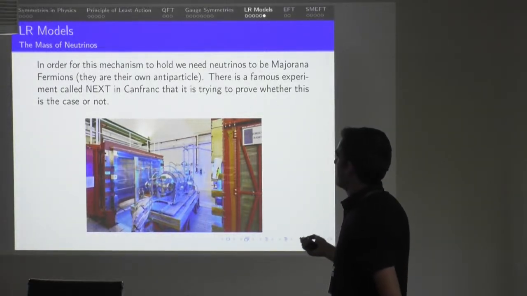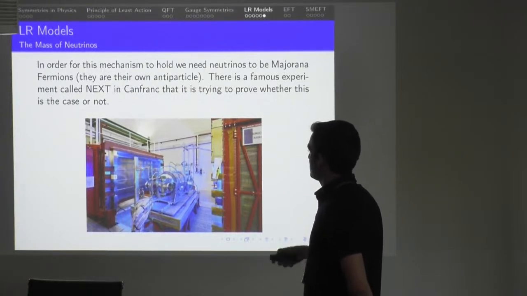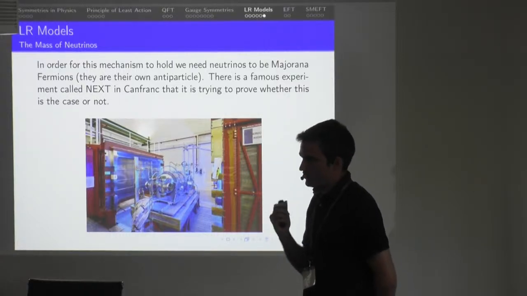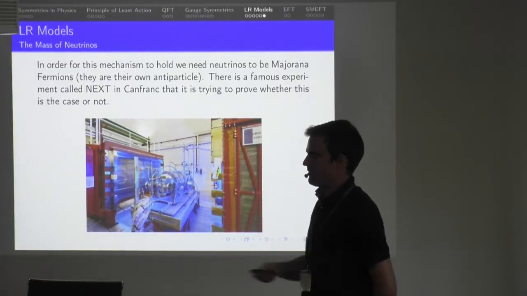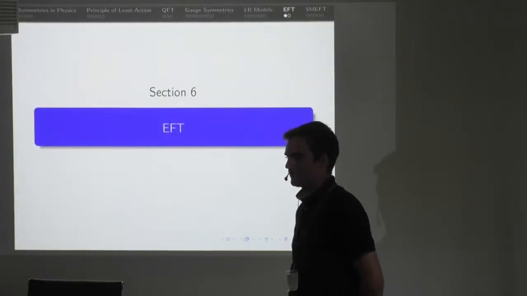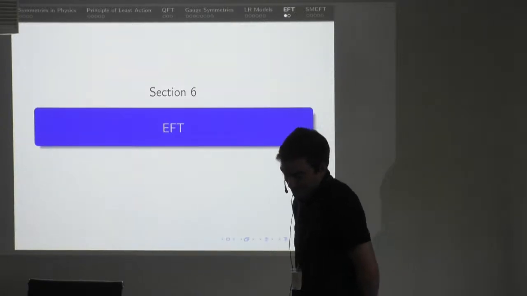And there is a famous experiment here in Canfranc, well, in Spain, called NEXT, which is trying to prove whether this is the case or not. And this is very important in theoretical physics. We need to know whether neutrinos are Majorana particles or not. Okay, so finally I will talk about effective field theories very briefly, because they are indeed very simple for me.